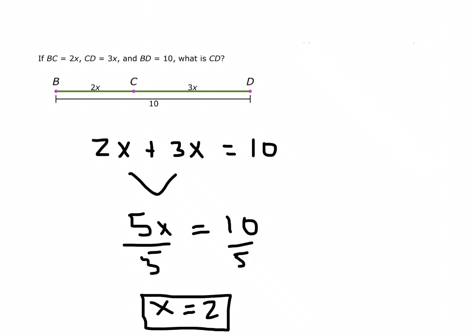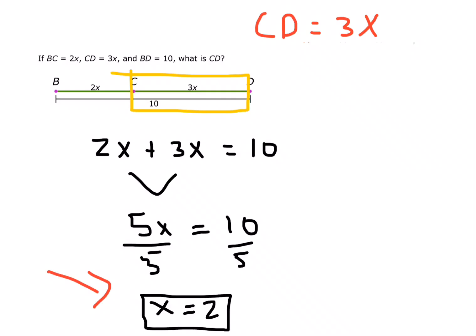Do they want to know what x equals? No, they don't. They want to know what is CD. CD is this right here. This is what they want to know. CD is equal to 3x, but we do know what x is. We solved for it right here. So if CD is equal to 3x, and we know what x is, this is equal to 3 times 2. And 3 times 2 is just 6. So your final answer is CD is equal to 6.